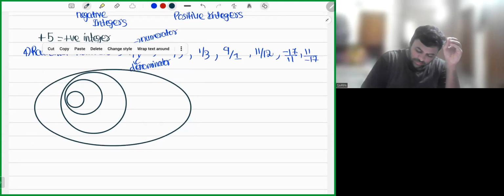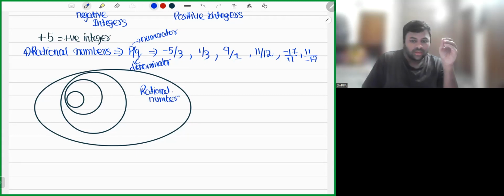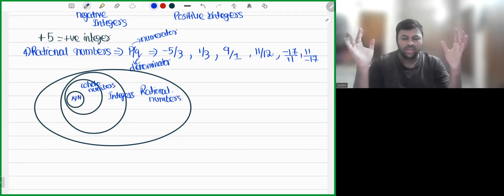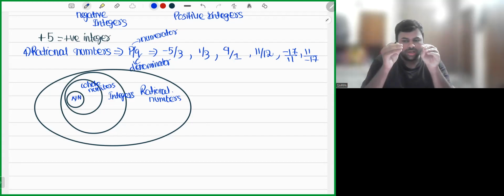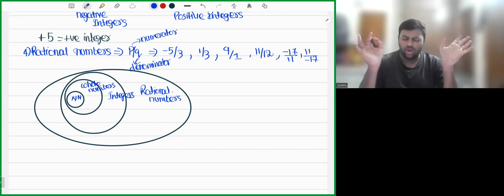So if I want to say, rational numbers is the boss of everything. Rational numbers is a universe. It contains everything in itself. In rational numbers only, we have integers. In integers only, we have whole numbers. In whole numbers only, we have natural numbers. The big box is rational numbers. In that, small integers, smaller whole numbers, very small natural numbers. Finish, clear all the 4 things.